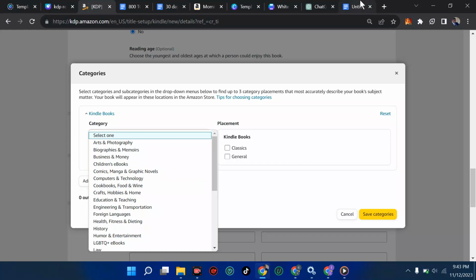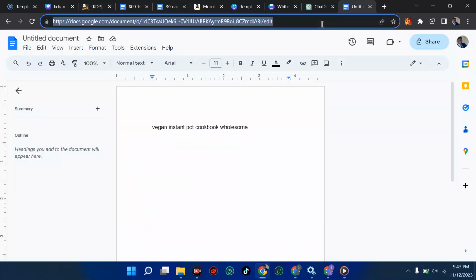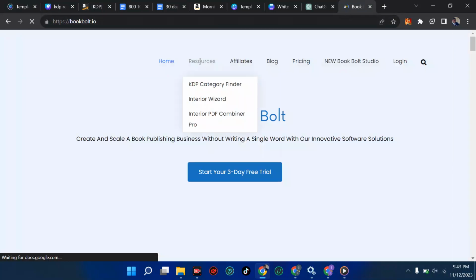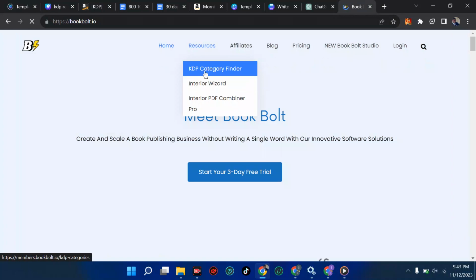For example, I'm making a book about devotions. I can come here at BookBolt, let me just say bookbolt.io. With this, I just want to give you a simple sample. From here, we'll go to the resources category finder, to let me know where I'll put my books.